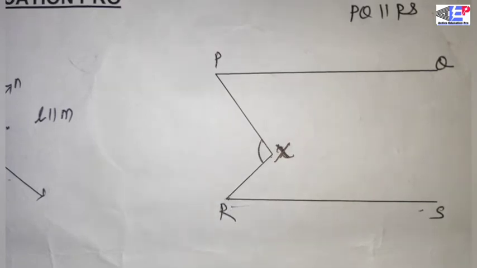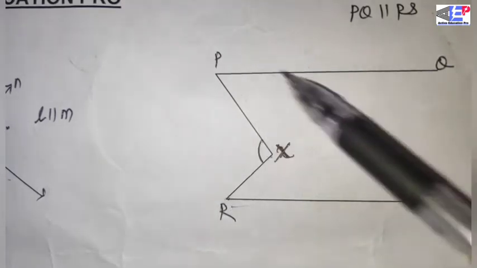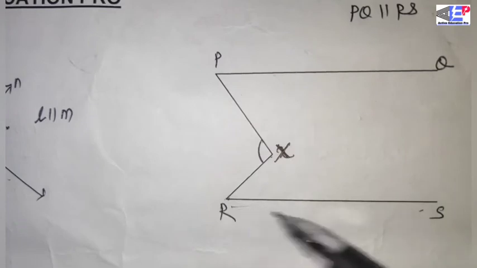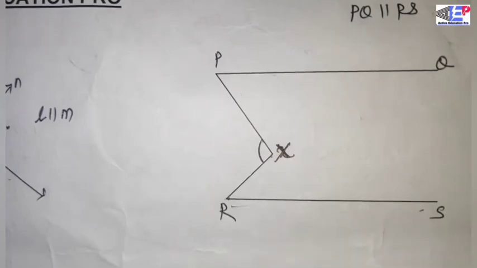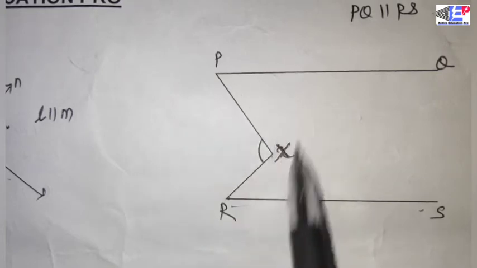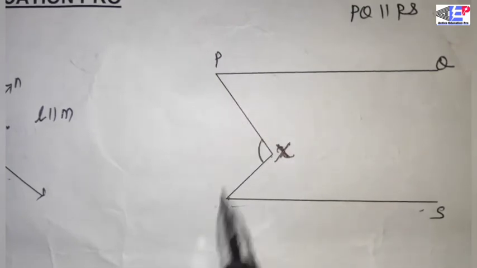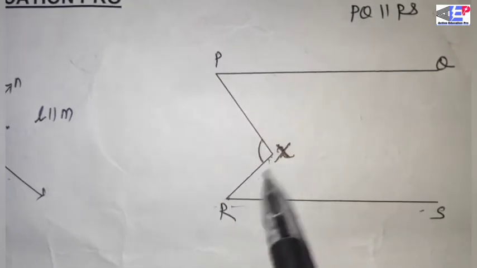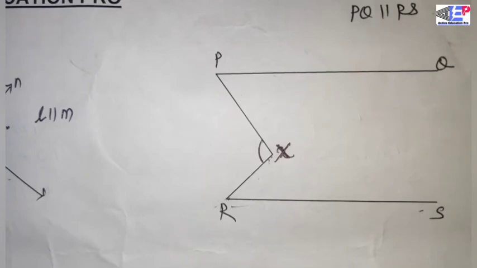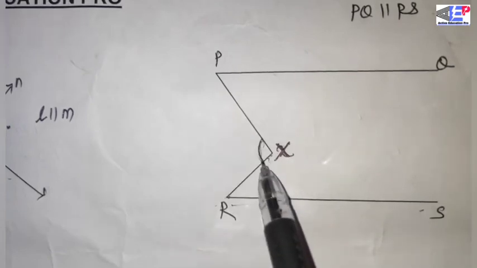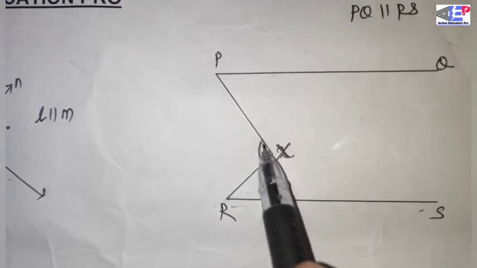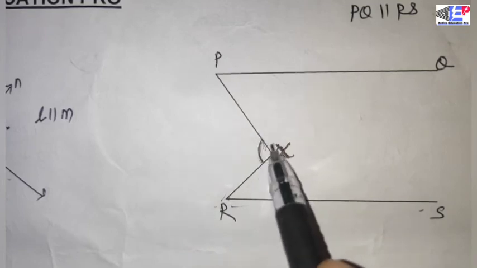Again I repeat, look here, there is a pair of parallel lines, one is PQ and another one is RS. There is no transversal line which passes both these parallel lines. But in the middle of these parallel lines, there are two line segments, one is PX and another one is RX. The question for us is to find the value of X, that means the value of angle PXR.